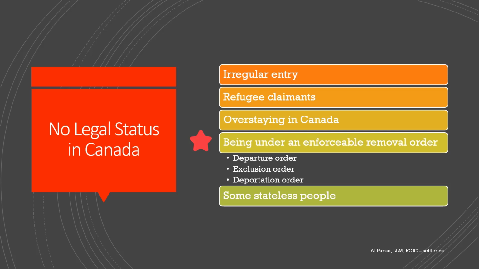If somebody receives a removal order, including a departure order, an exclusion order, or a deportation order, and that removal order is enforceable, it means that CBSA can remove you from Canada, then you do not have valid status in Canada anymore. And also some people are stateless. It means that they are not citizens of any country. Many of those people, if they are inside Canada, they do not have legal status in Canada unless they have applied for something. For example, they have received protection from Canada.